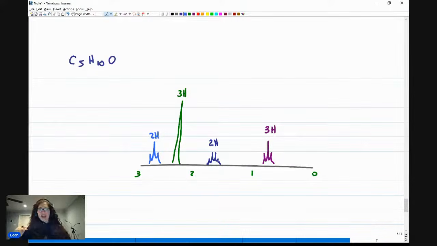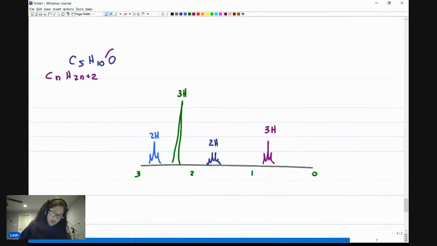The first thing is I need to know, do I have any rings? Do I have any pi bonds? Do I have any complicated functional groups that I need to account for? And for that, I'm going to use the index of hydrogen deficiency equation, which I have a video linked in the description.